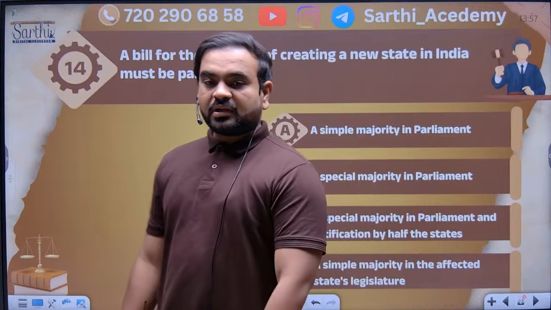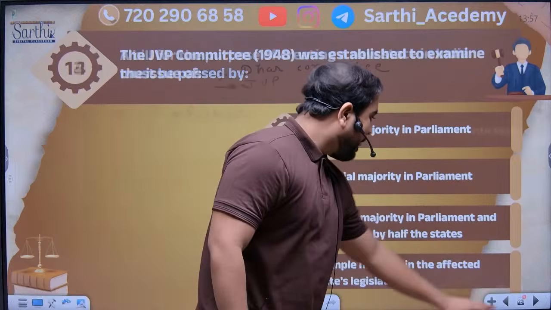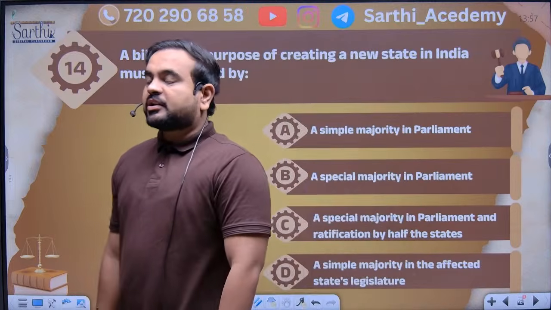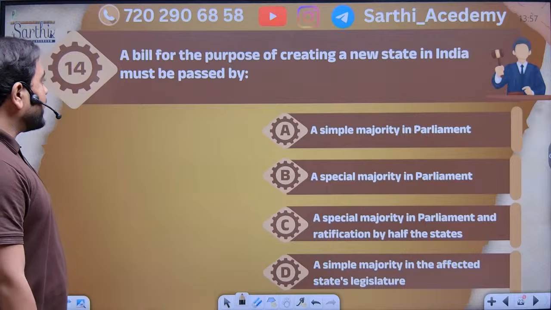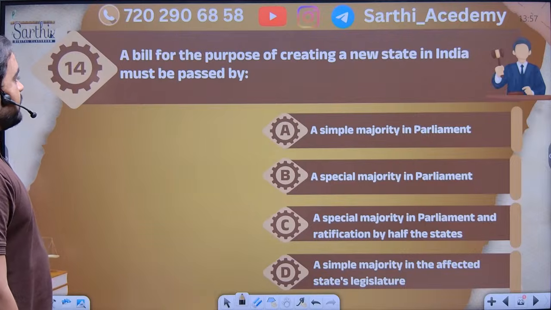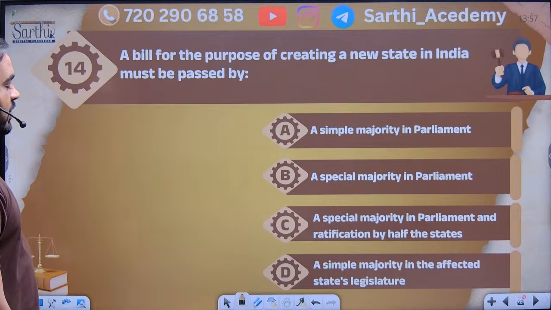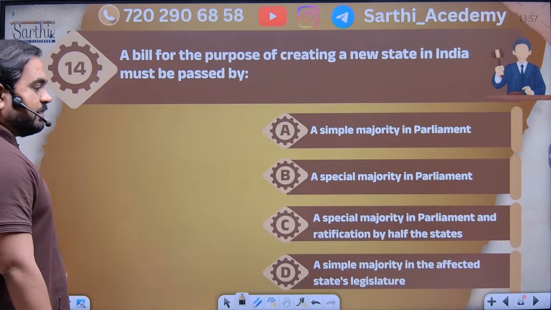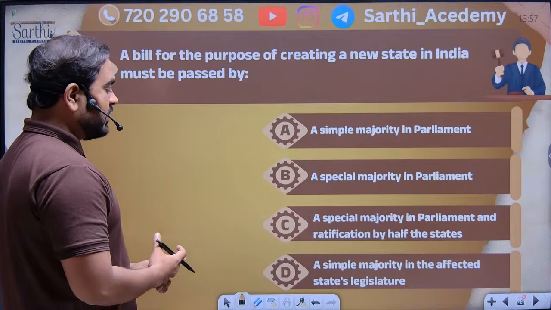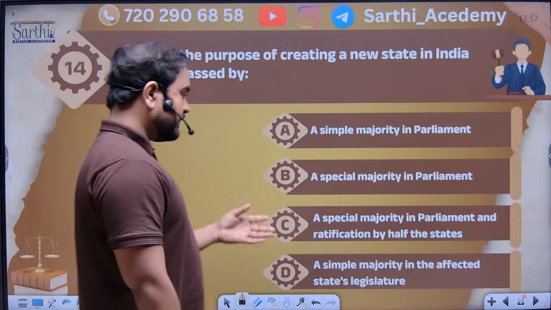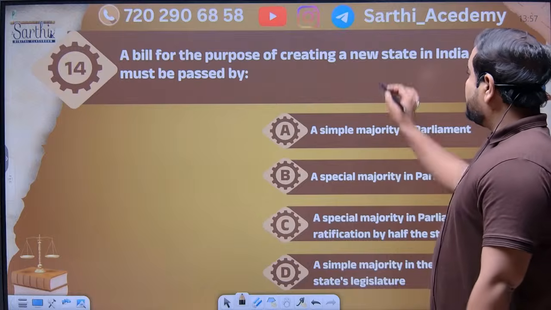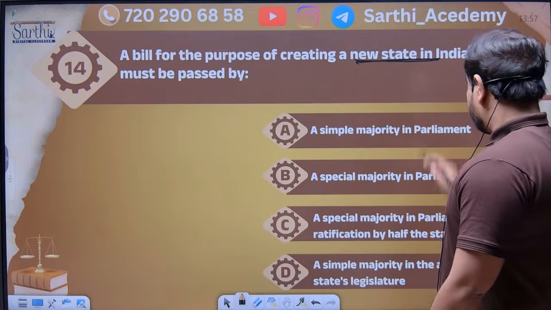Okay, so in 13 the answer is not C, it is A. It was not for fundamental right, it was for the recognition of the new state. A bill for the purpose of creating a new state in India must be passed by simple majority, special majority in parliament, and ratification by half of the states, a simple majority in the affected state's legislature. Please answer this question. New state, the bill for the formation of a new state.